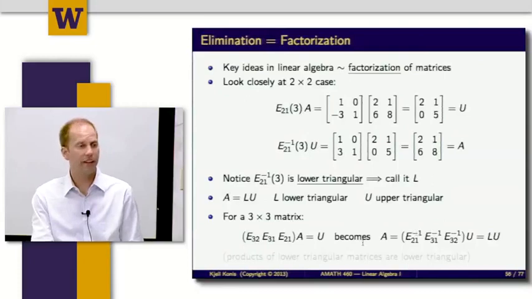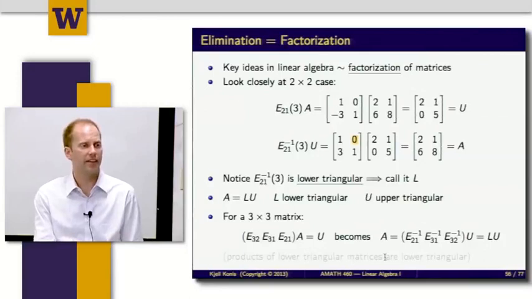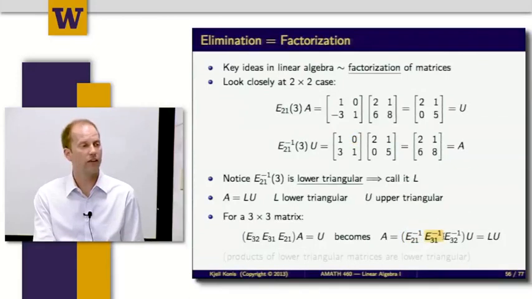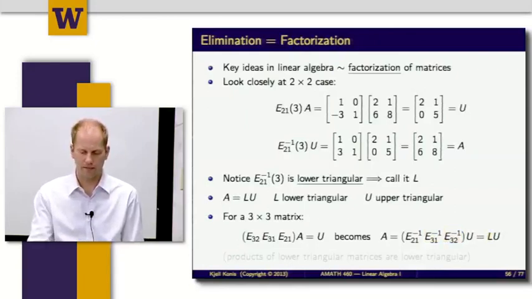And I guess it's not clear. So in the 2 by 2 case, it's obvious that I'm going to have a 0 here. These lower triangular matrices have the property that when I multiply them together, the product stays lower triangular. So this is a lower triangular matrix, this is a lower triangular matrix, and this is a lower triangular matrix. When I multiply all three of those together, I get a matrix L that's also going to stay lower triangular.